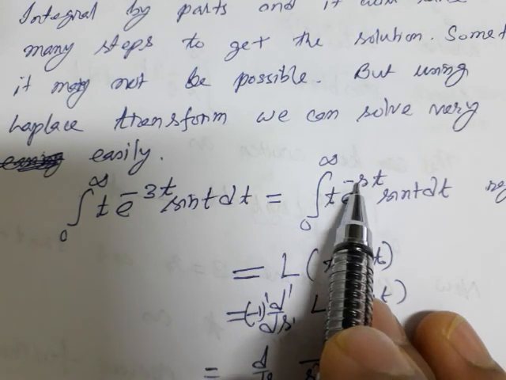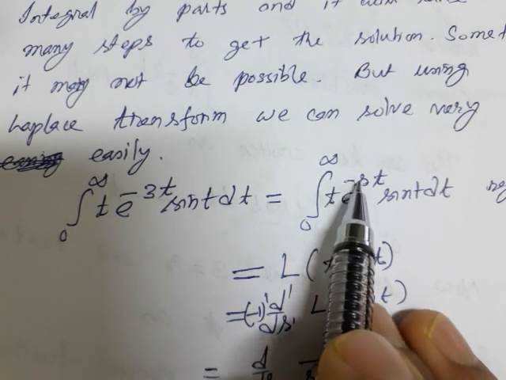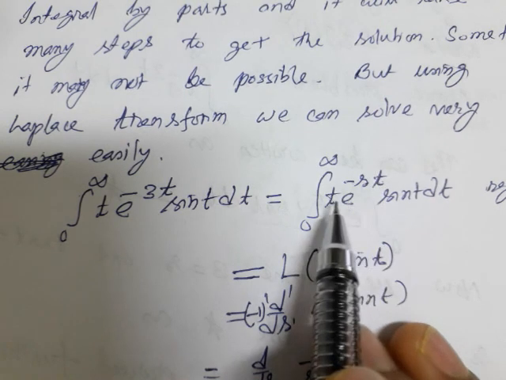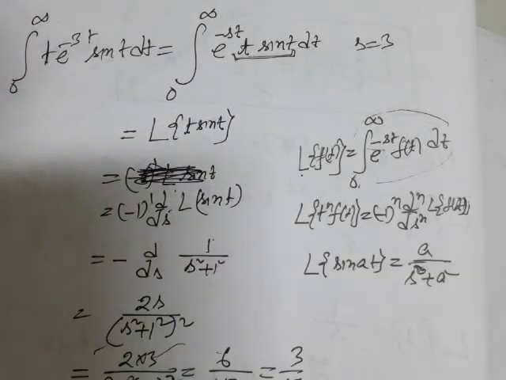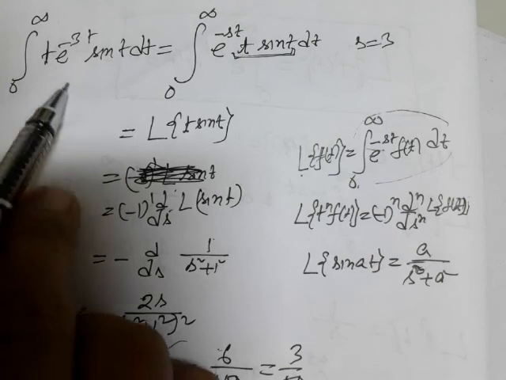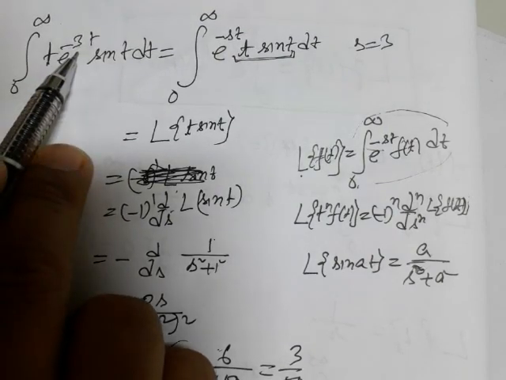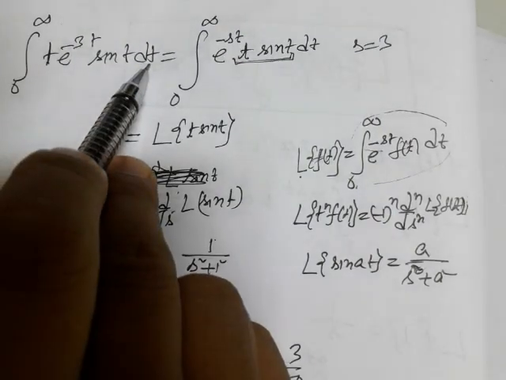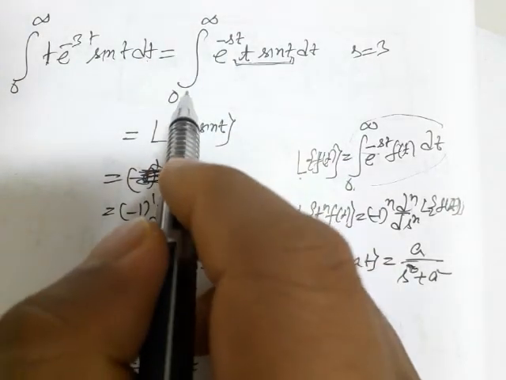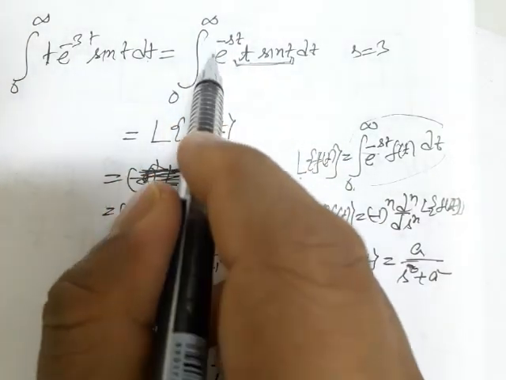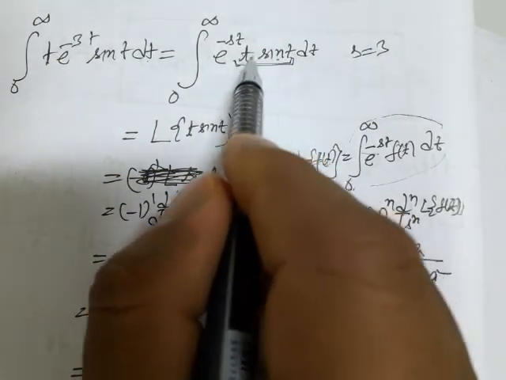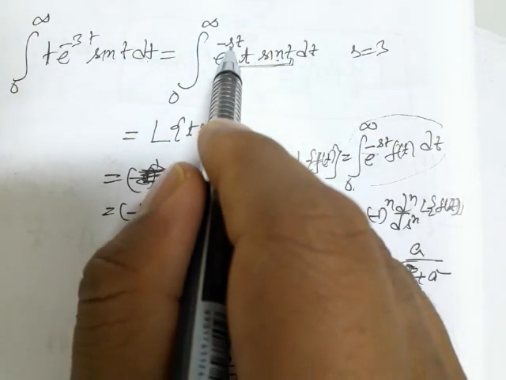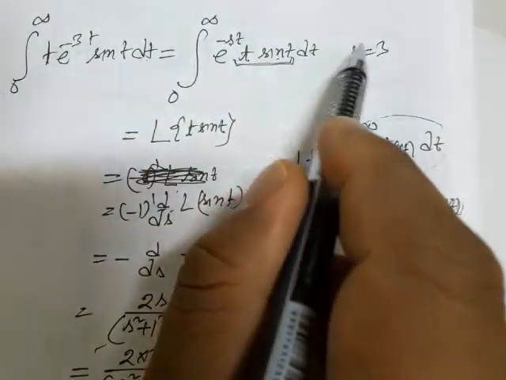Okay, s is replaced by 3. Now see, the integral from 0 to infinity of e to the power minus 3t times t sin t dt. What I have written here is the integral from 0 to infinity of e to the power minus st times t sin t, where s is replaced by 3. So s equals 3.